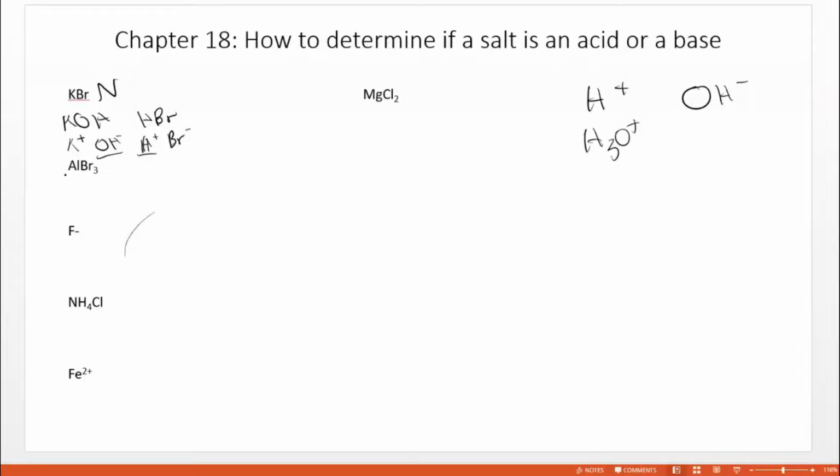Let's look at aluminum bromide. Aluminum becomes aluminum hydroxide when it goes into water, and then the bromine becomes HBr just like we saw before. This is a weak base and a strong acid. The solution would therefore be acidic.